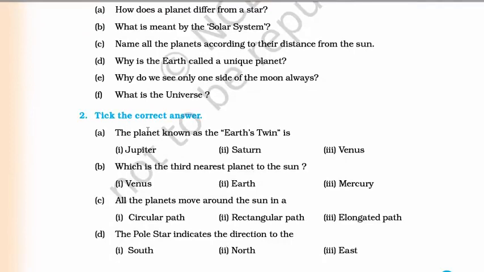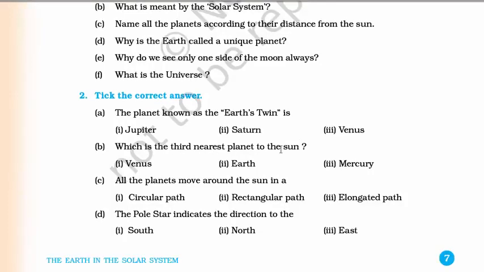Coming to the take the correct answer. The planet known as the Earth's twin is, we read that, remember? V twin engine, remember? So it's Venus. The starting letter of Venus is V, which is Venus and Earth. Which is the third nearest planet to the Sun? We know that. Just go with that mnemonic, you'll find it.